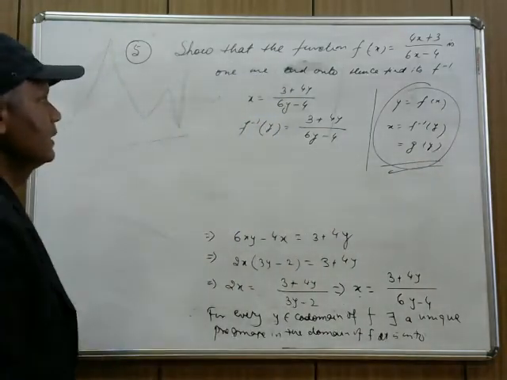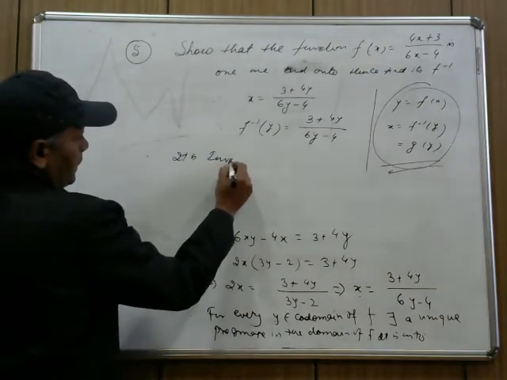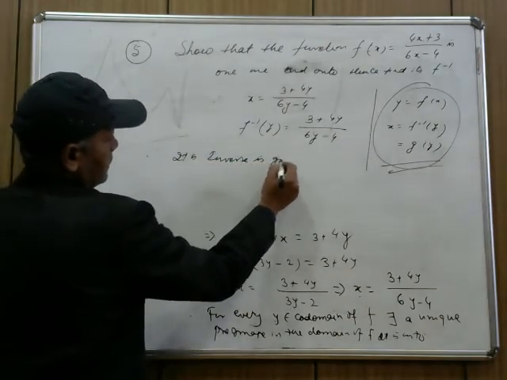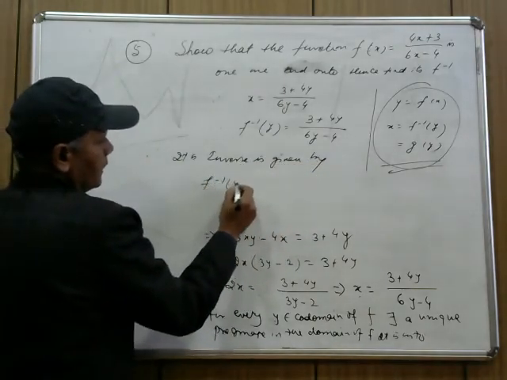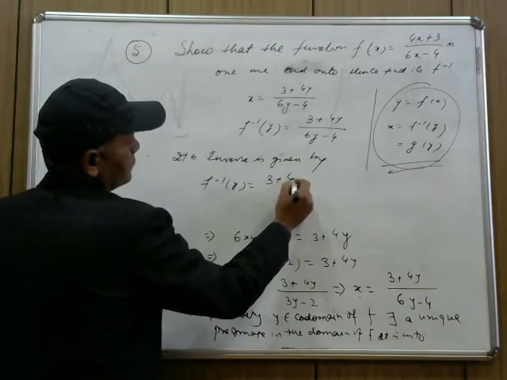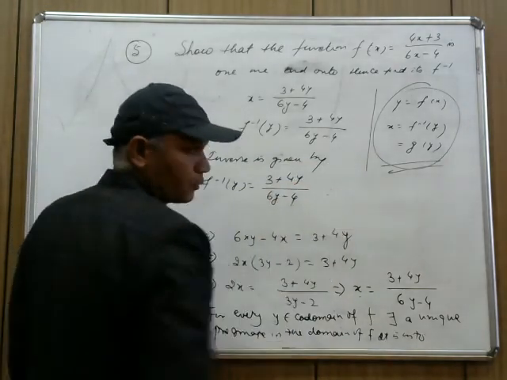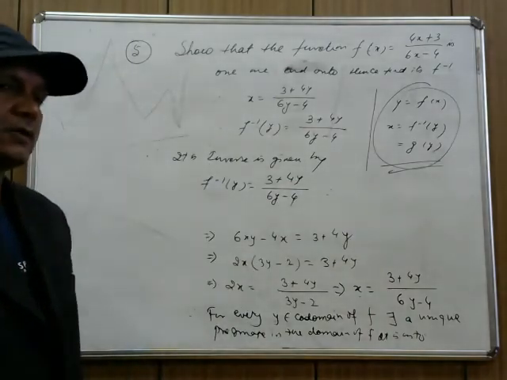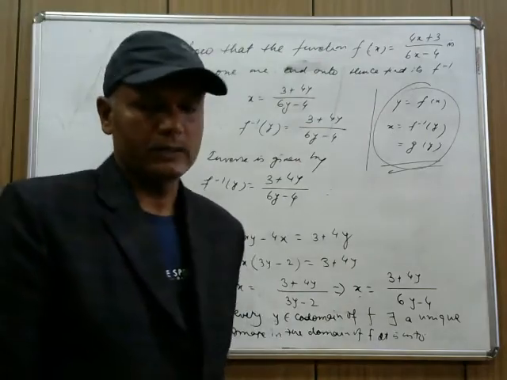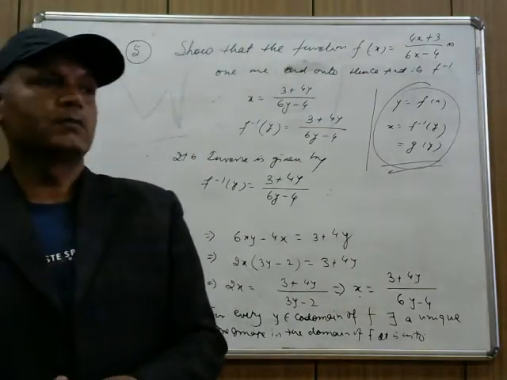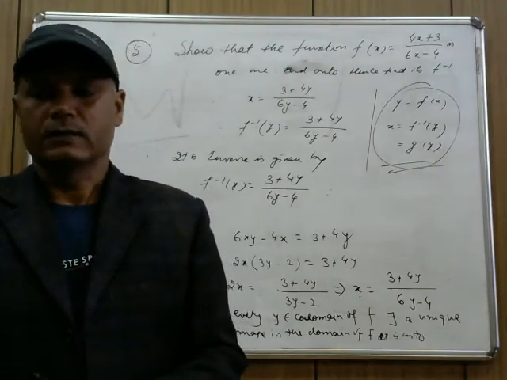Now its inverse function is given by f inverse of y is equal to (3 + 4y)/(6y - 4). Now you find out what? f of g of x and g of f of x, right? I hope that you can do it. Now I have almost completed the relation and function.